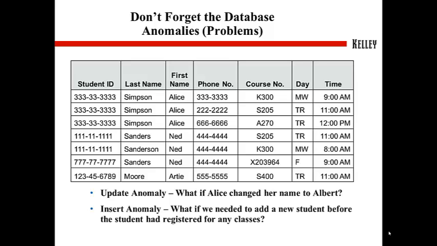The insert anomaly. What if we needed to add a new student before the student had registered for any classes? Well, we couldn't add a student because there would be no related data in the course number and the day and the time column that we could enter. The third kind of anomaly is the delete anomaly. What if we deleted S400? Then we would lose poor Artie Moore since he was the only person that was enrolled in this course.